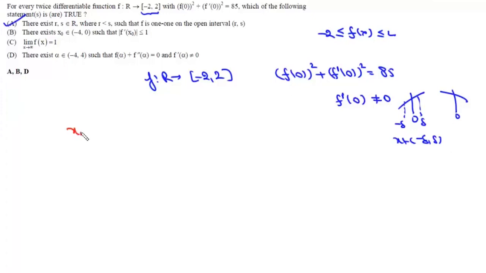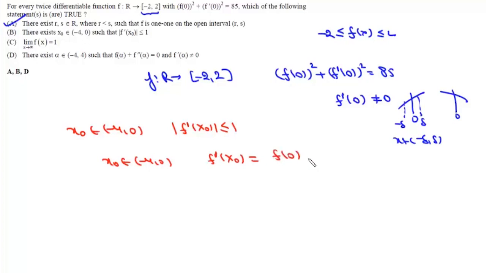Now the next one is, there exists x0 in the interval minus 4 to 0 such that mod of f(x0) will always be less than or equal to 1. Now what we'll do is, we'll apply Lagrange's mean value theorem in this interval. There will be some x0 in minus 4 to 0 such that f dash x0 will be equal to f(0) minus f(minus 4) upon 4, and we take this mod sign.